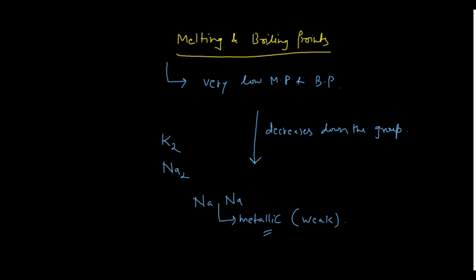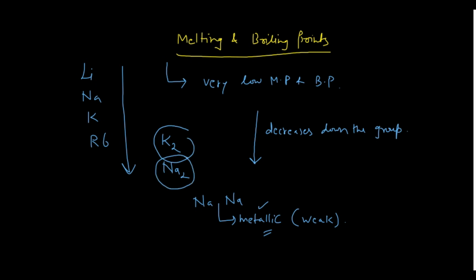If you go for lithium, sodium, potassium, rubidium, the size increases down the group. When size increases, the metallic bond strength decreases. That's why we can correlate both the melting and boiling points with this. This is something very, very important. Later I will come to the point of whether we can form K2 positive, Li2 positive, or Rb2 positive types of diatomic metals.